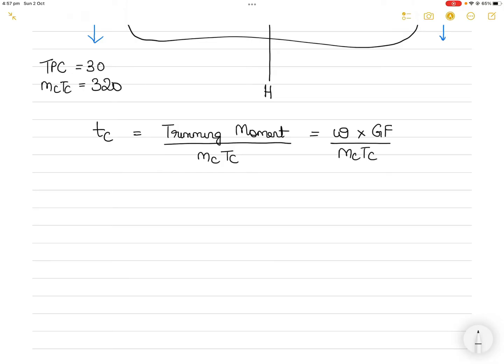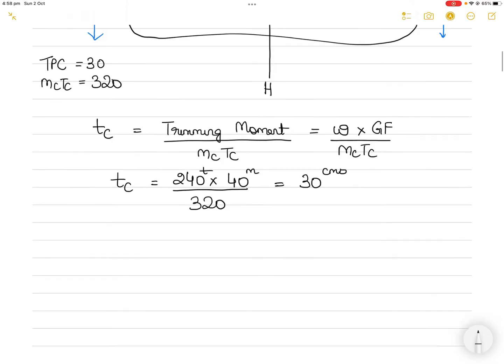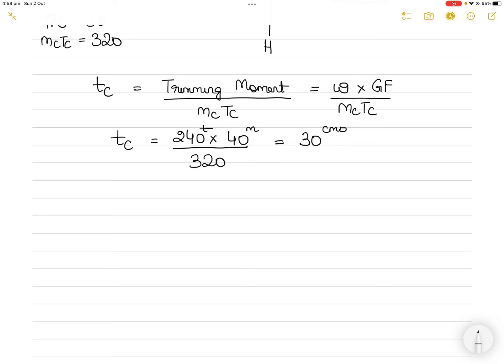So we know all the three values. Yes, we know. So change in trim equals 240 tons of cargo loaded multiplied by G to F, which is 40 meters. This is ton, this is meter. And MCTC is 320. All right. Put the values in the calculator. In this case, you will get the answer as 30 centimeters. We know the overall change in the trim.